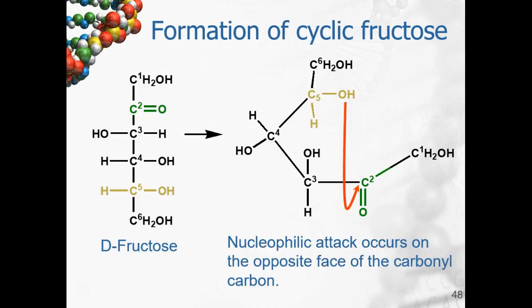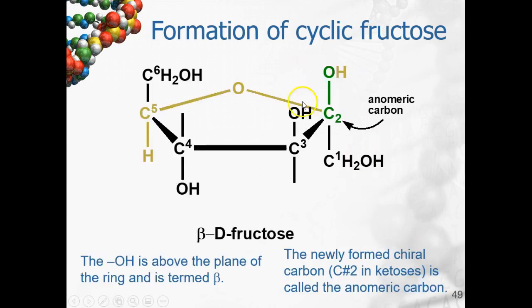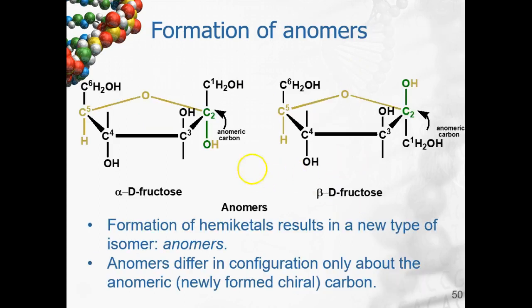Not surprisingly, if the attack occurs on the opposite face, then the OH on the newly formed carbon number 2, the anomeric carbon, ends up above the plane of the ring. So we call this beta D fructose. So here again, if we have alpha D fructose and beta D fructose, we have anomers. Anomers differ in configuration only about the anomeric carbon, which is the newly formed chiral carbon. Just like I showed you with glucose, if the OH is below the plane of the ring on the anomeric carbon, then it's alpha. If the OH on the anomeric carbon is above the plane of the ring, it's beta.